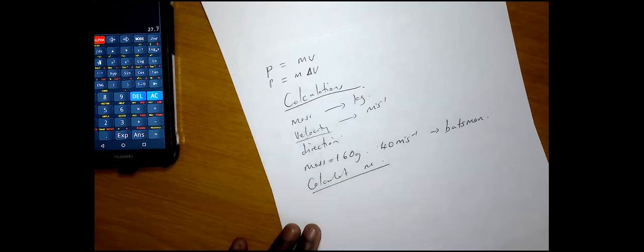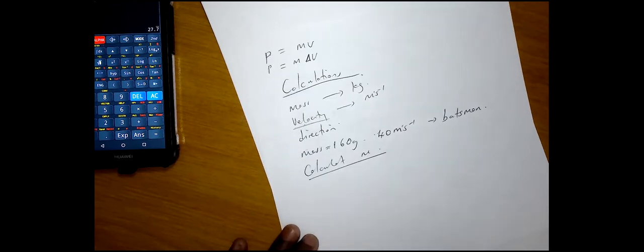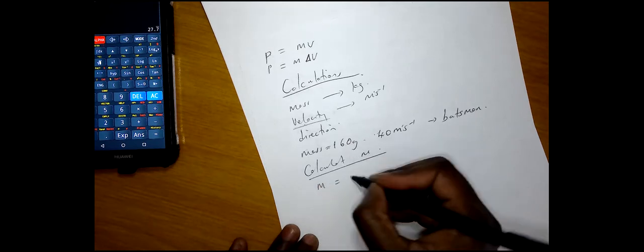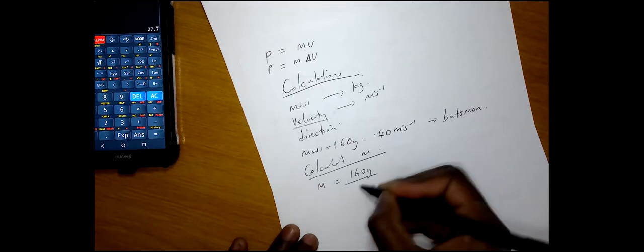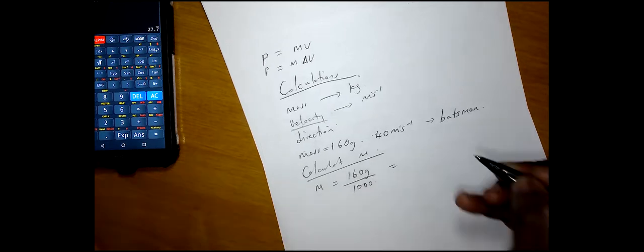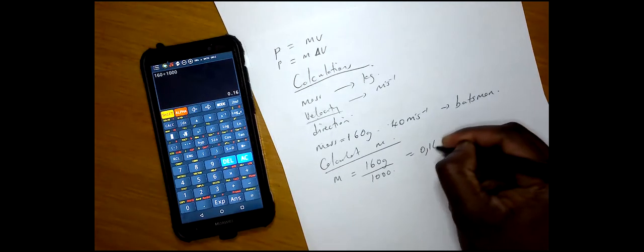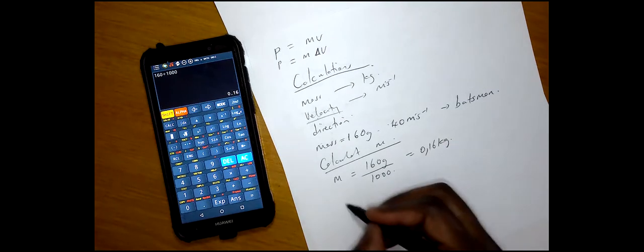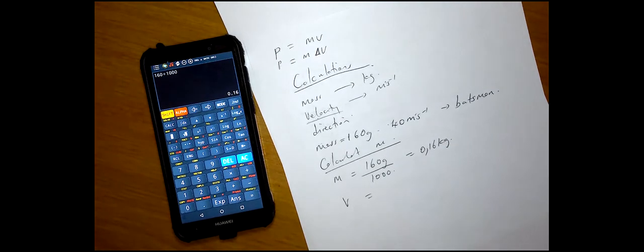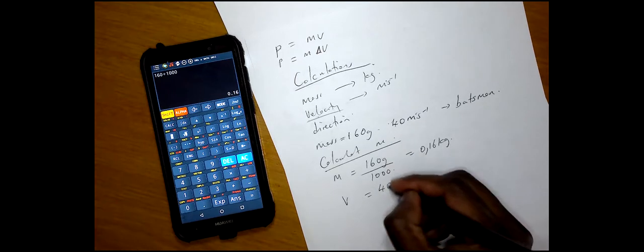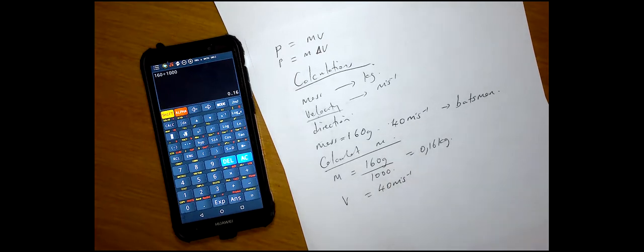So what must we do? What are we given here? We're given mass, which is 160 grams. We must divide by 1,000. Let's see on our calculator: 160 divided by 1,000 gives 0.16 kg. Then velocity is fine, it's 40 meters per second. Then what about direction?